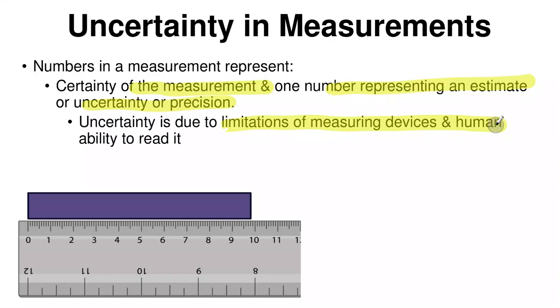So we're going to be using this ruler for this kind of example. We're going to be using this ruler to see how that works for us. Here we have a ruler and a rectangular piece of wood that we want to measure. So this is a ruler itself. This is a centimeter ruler.